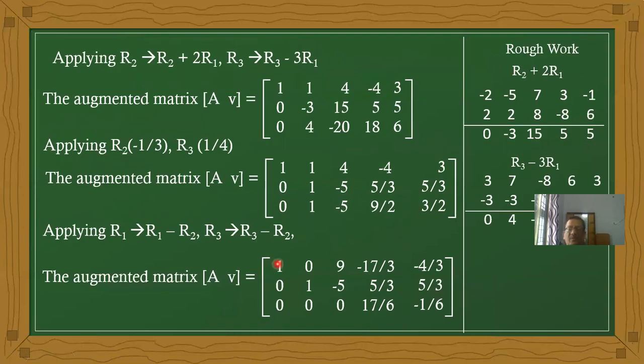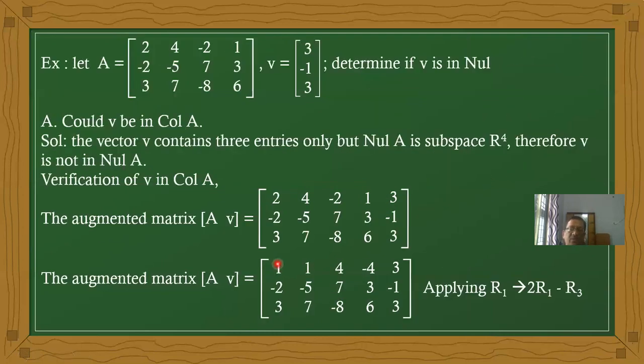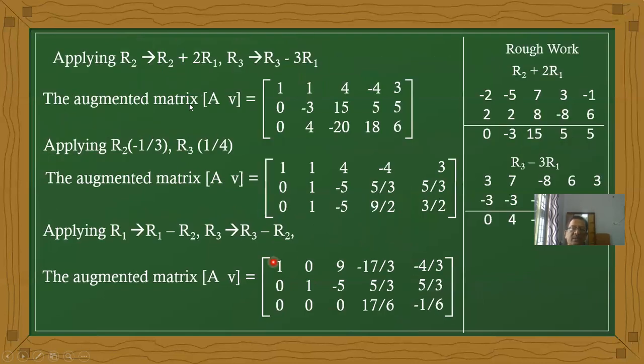Next now. After getting this 1, here we want to convert the remaining values in this first column into zeros now. Here it should be 0 and here also it should be 0 now. Now therefore how is it possible? Minus 2 plus 2. This minus 2 is in R2, second row, and plus 2 comes from R1 now. Therefore R2 plus 2R1 is the operation for the second row.